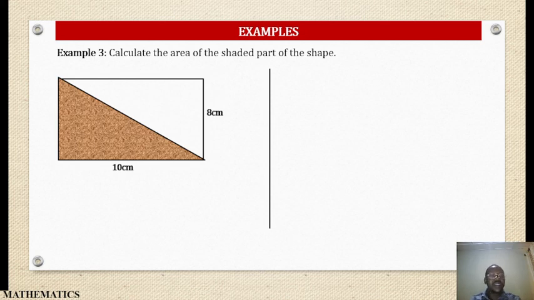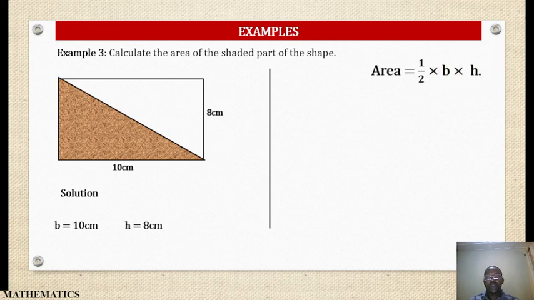Now, if you look at that place very well, we are given our base to be 10 and the height of that triangle is 8 centimeter, even though it's on the right side of the rectangle. You have to know that the two opposite sides of a rectangle are equal. So after we have gotten the two sides that we need, we bring out the formula, which is area equals half base times height. And then we start putting the values of base and height respectively into the formula.